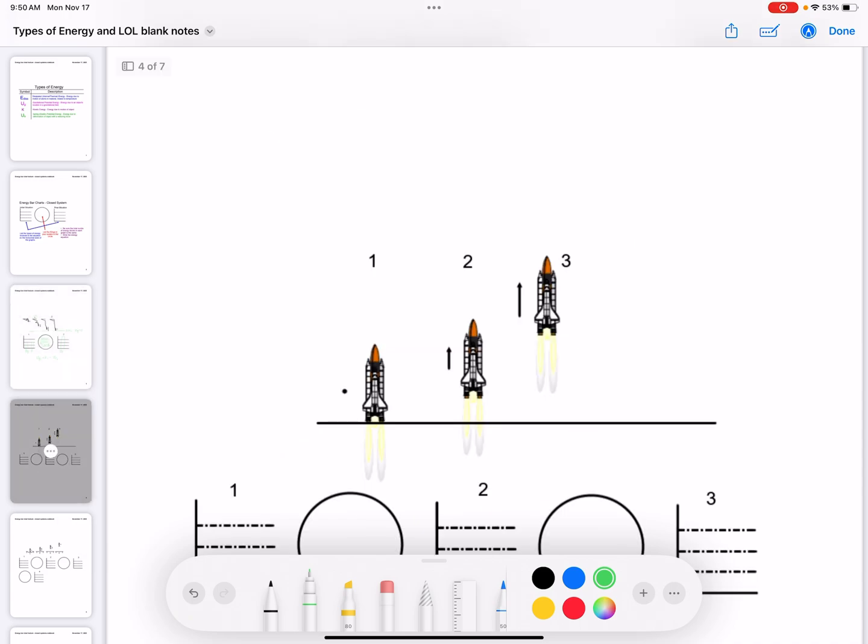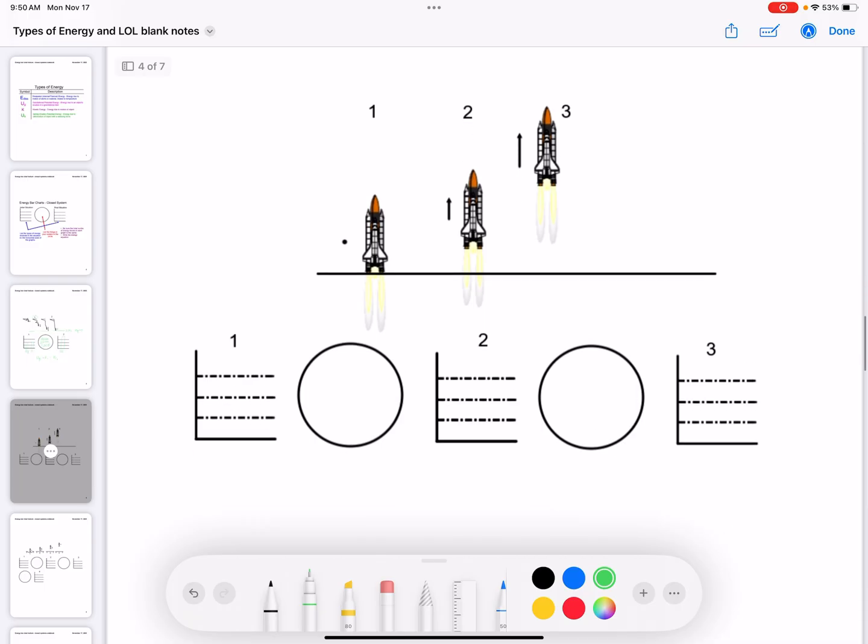Let's do another example. So here we have a rocket ship and it is taking off. So in our system, we are going to put the rocket and the Earth. And I'm going to go ahead and put the fuel in there just to help us out a little bit. And then this is going to be the same. Your system is going to be the same, so you can just put little quotation marks over here.